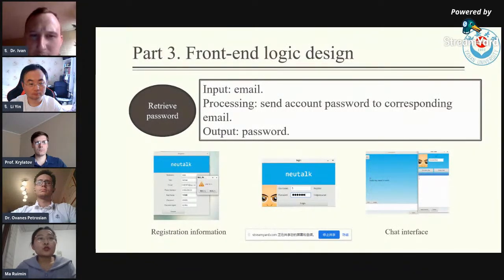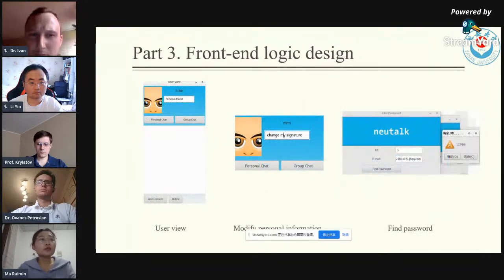This is a registration information interface. Here is the system login interface, and the picture is the interface for friends to communicate. The following are the user view, personal information modification, and the password recover interface.